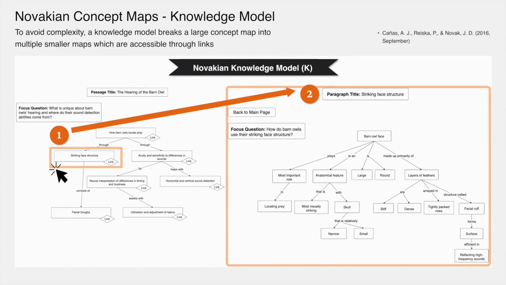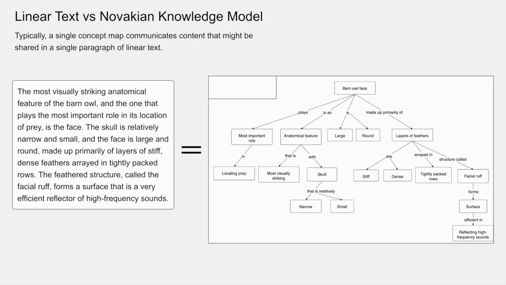To reduce the complexity, Kanyas et al. introduced Knowledge Model, which consists of multiple concept maps, each in a single page, where any node in any concept map can hyperlink to another concept map. Typically, a single concept map communicates content that might be shared in a single paragraph of linear text.